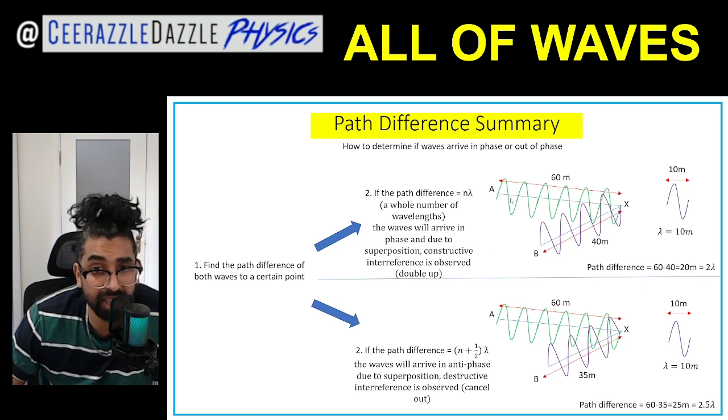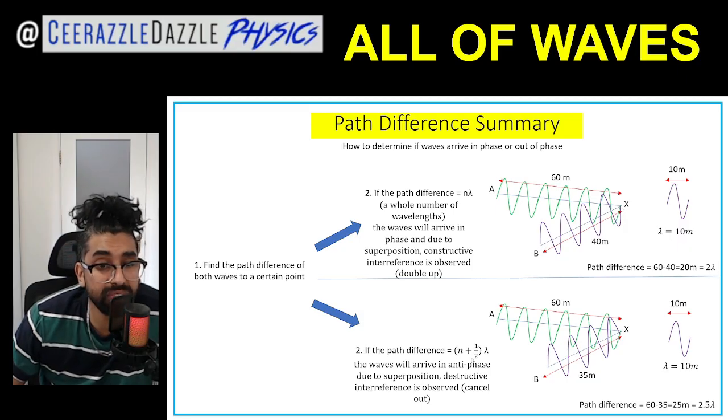So look over here, A and B. Right now it's 60 minus 40, which is 20 meters. But if the wavelength is 10 meters, you can see that's a whole number of the wavelength, 2 lambda. So when the path difference is 20 meters, it's 2 lambda, 2 whole wavelengths, therefore they arrive in phase.